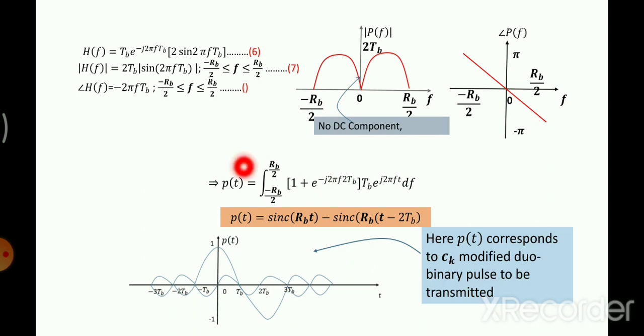So PF will become PT. See here, in place of PF we have written HF by mistake. It has come as HF. This is a typing error. Put PF, this also PF, this also PF. Okay, like this. Alright, so PF will become PT.